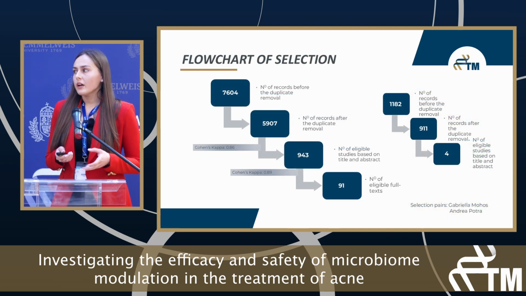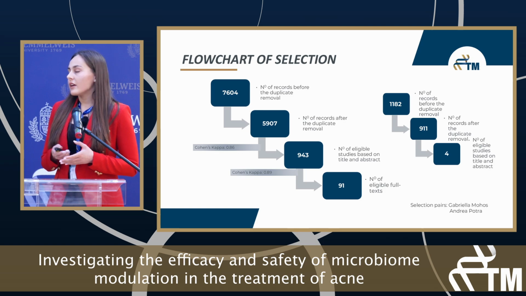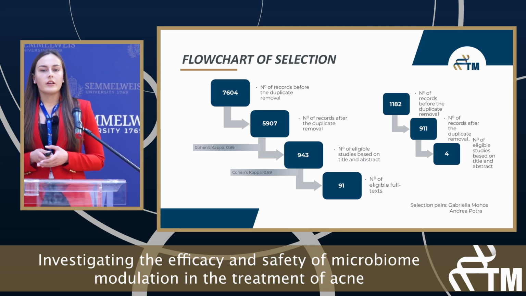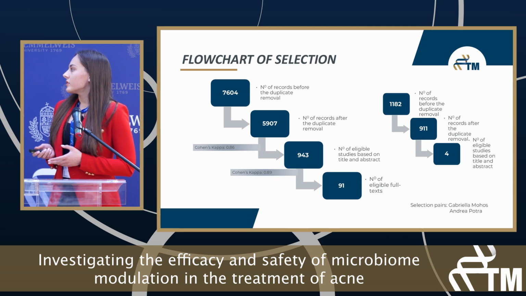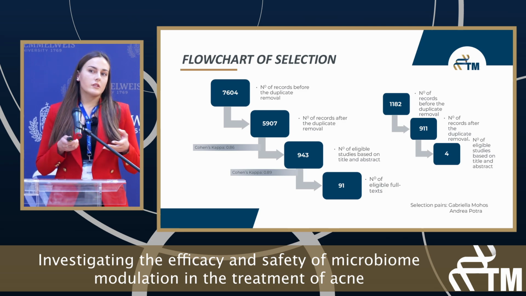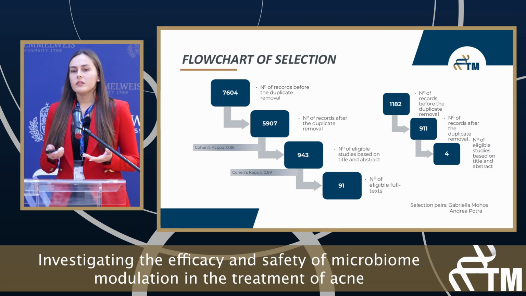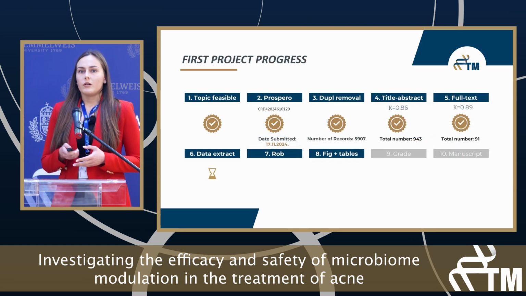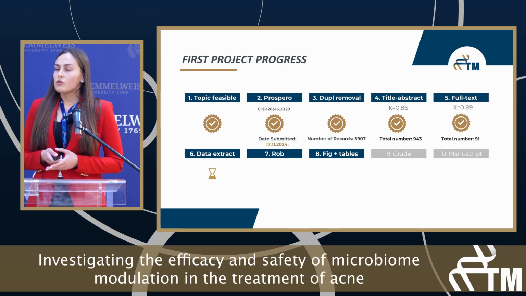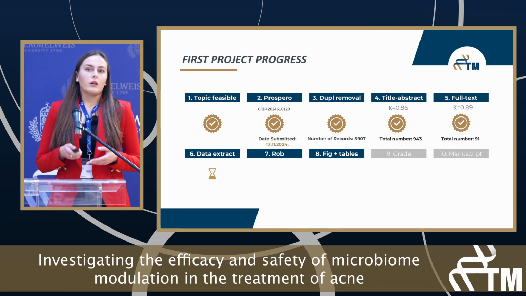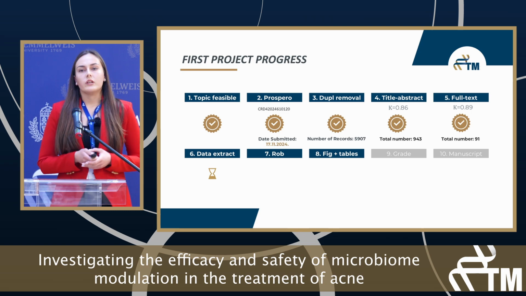At the beginning, I started with almost 8,000 articles, and after the title abstract selection, I remained with 91 articles, and the citation chaser added 4 more articles. About my progress, right now I am at the data extraction phase. We started it 1 week ago.